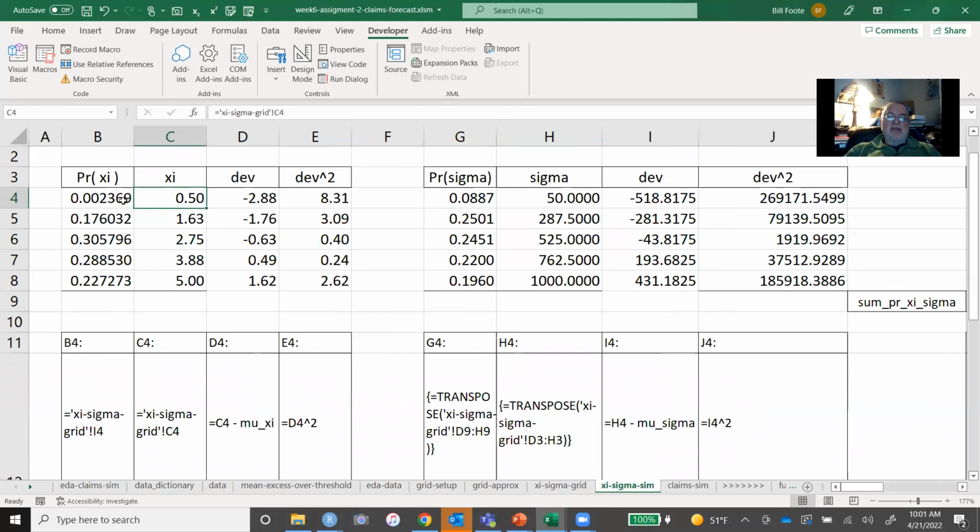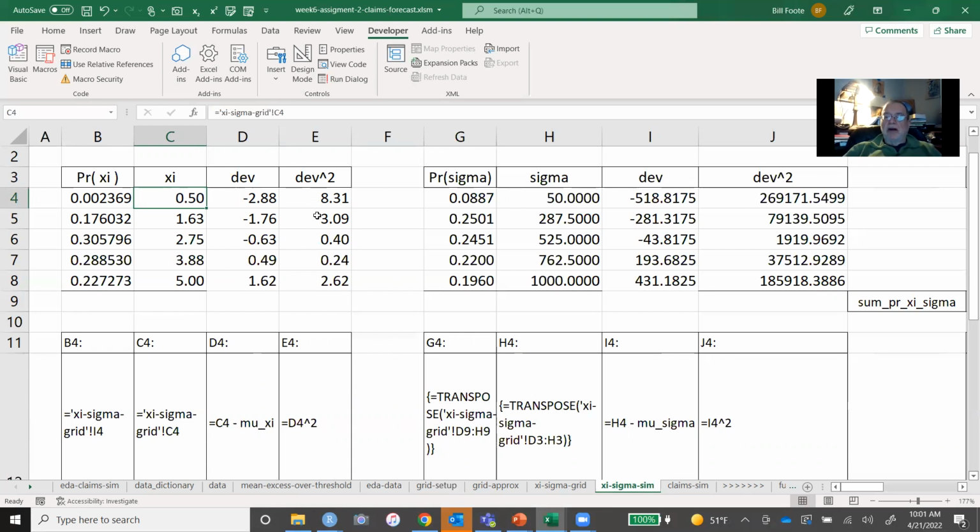Okay. But when we do the sum product of this, we multiply the probability times the outcome, add to that the product of the probability and the outcome, and so on. That sum product is a weighted average of the C's that we're simulating, but it's the expected value of the C's. And then we can take deviations and deviations squared to calculate the sigma. The sigma will be these probabilities, product with dev squared, okay?